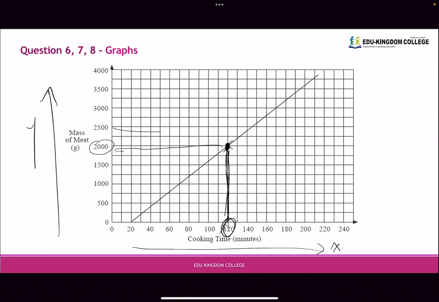So what's the mass at 120 minutes? It's 2,000. 2,000 grams will be completely cooked by 120 minutes. If you have 3,000 grams, how long is it going to take to cook? It's going to take 170. So make sure you draw your lines properly, or follow the line properly, because otherwise you might follow along with your eyes and then get it wrong. So that's just following along the lines to see what values we get.